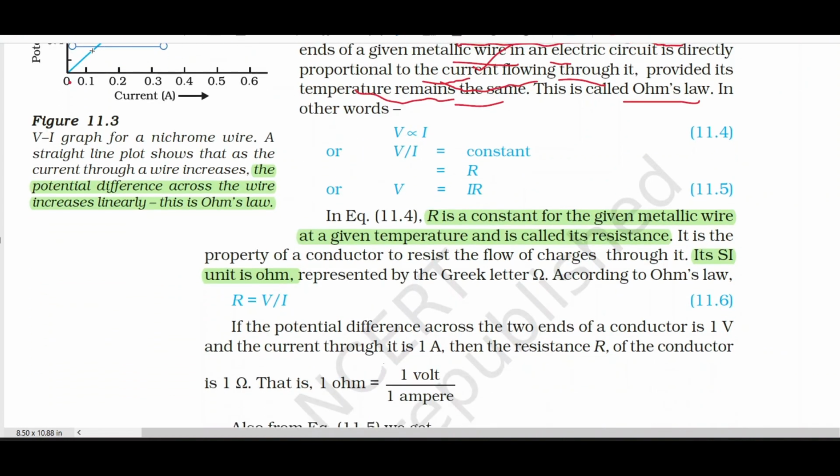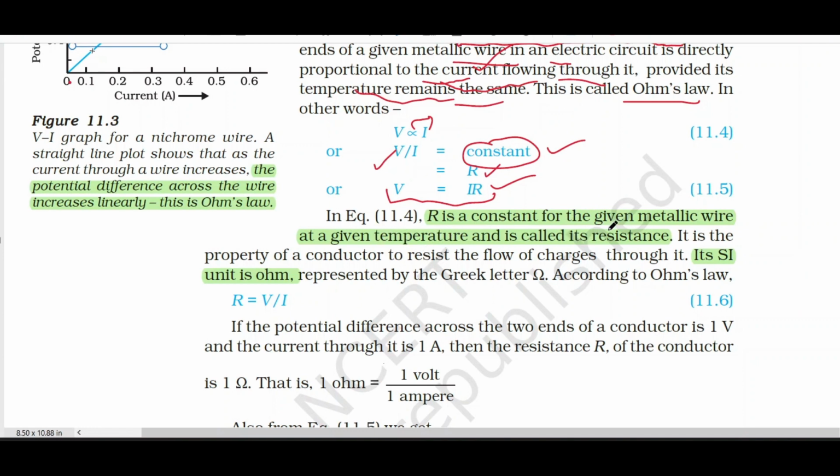So here what we see is that V is directly proportional to I और V upon I is constant. मतलब ये रेशियो जो है वो हमेशा कांस्टेंट रहता है. तो हम कांस्टेंट को ना एक क्वांटिटी से रिप्रेजेंट करते हैं R. Okay, so to remove the proportionality we use a constant which is called R and we write our formula as V = I × R, and R here is the resistance. R is a constant for the given metallic wire at a given temperature and it's called the resistance.